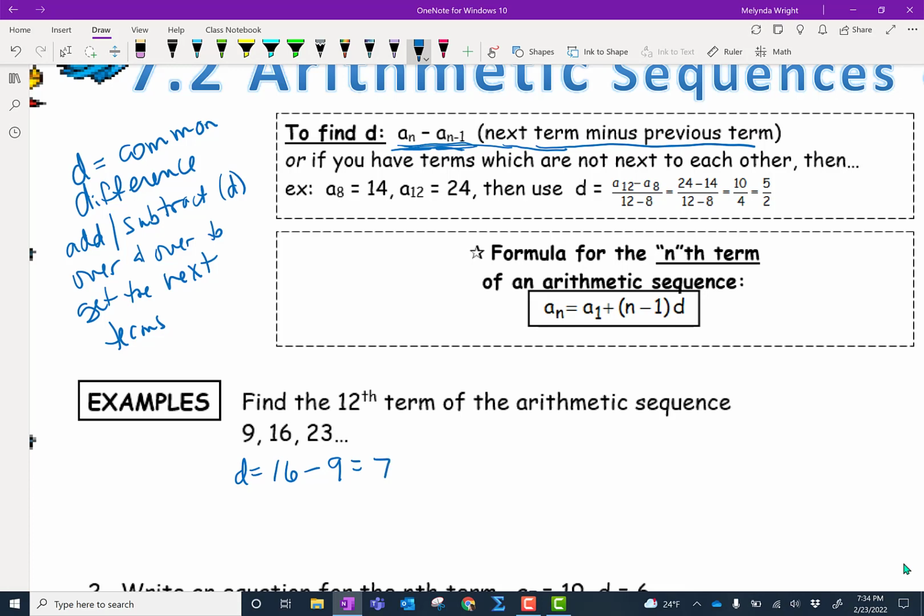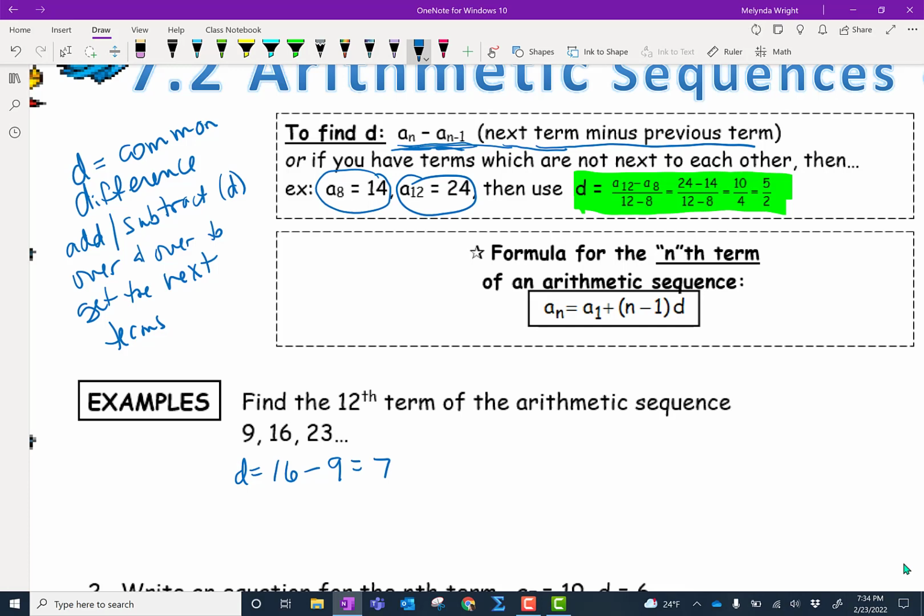Well, what if we have numbers that aren't right next to each other in sequence like that? How would we find our D? Well, this is a little formula that you don't have to memorize, but it would be very helpful if you knew it. So this is an example using the little formula. What you would do is let's say you have the 8th term and the 12th term. How would you find the common difference if you had the 8th term and the 12th term?